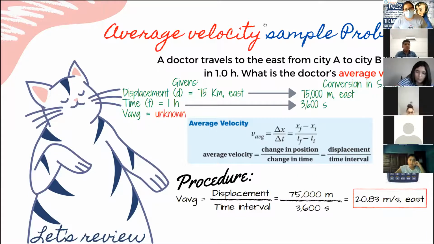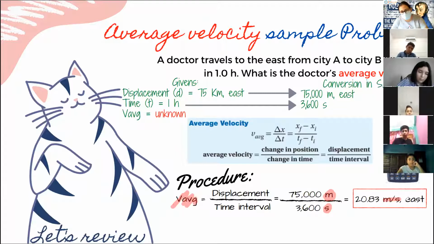And the units, as you know so far, because you are dividing meters by second, is going to be meters per second. And don't forget to write the direction, okay? So the doctor is traveling at an average velocity of 20.83 meters per second to the east.